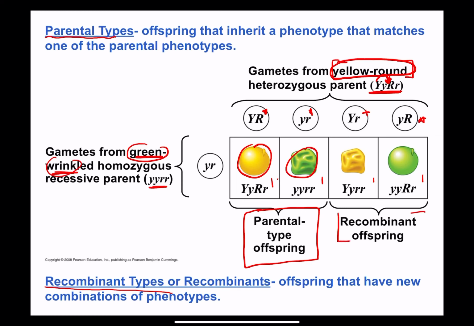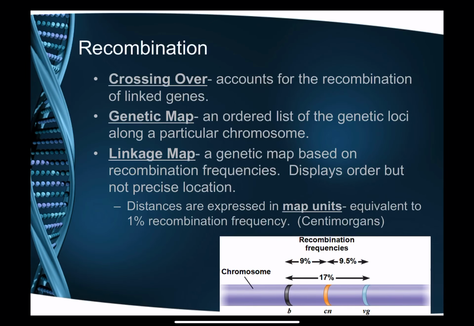These other two are the recombinant offspring. So they have the yellow from their mom and the wrinkled from their dad, or the round from their mom and the green from their dad, okay? That's a recombinant phenotype. A different combination of the phenotype from both parents, okay?